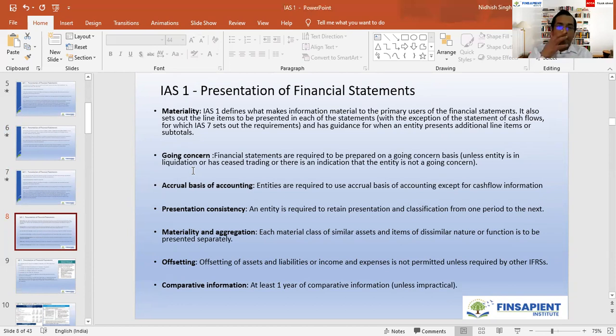Okay, so materiality is of two types, qualitative and quantitative. So whenever somebody approaches you and says, okay, do you really think it is a material information? Should we disclose this in the primary statement? We can think two ways.